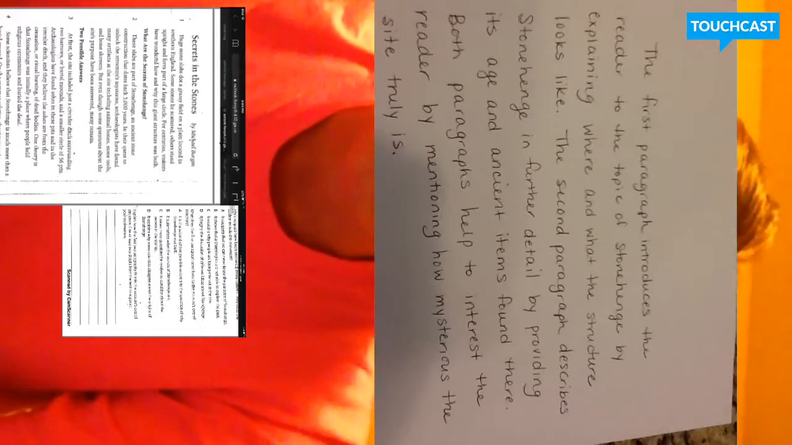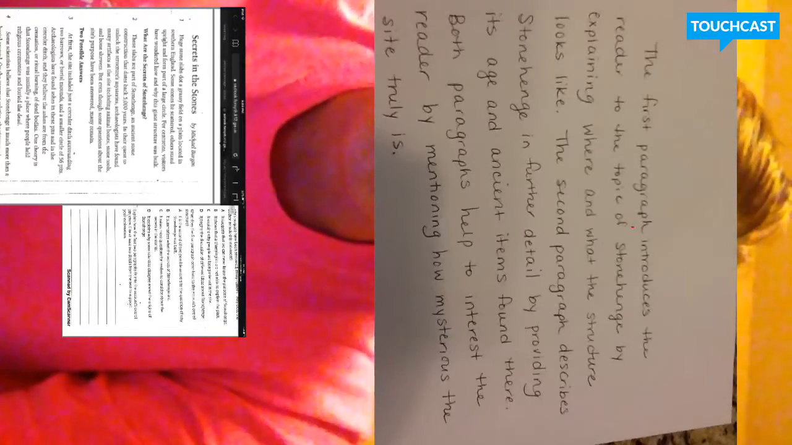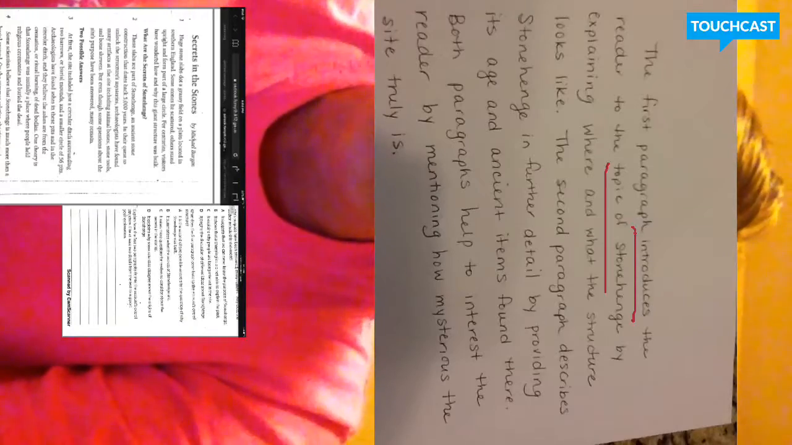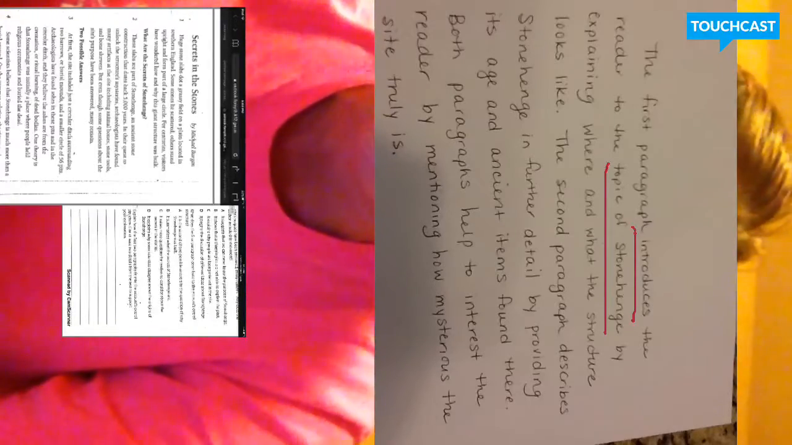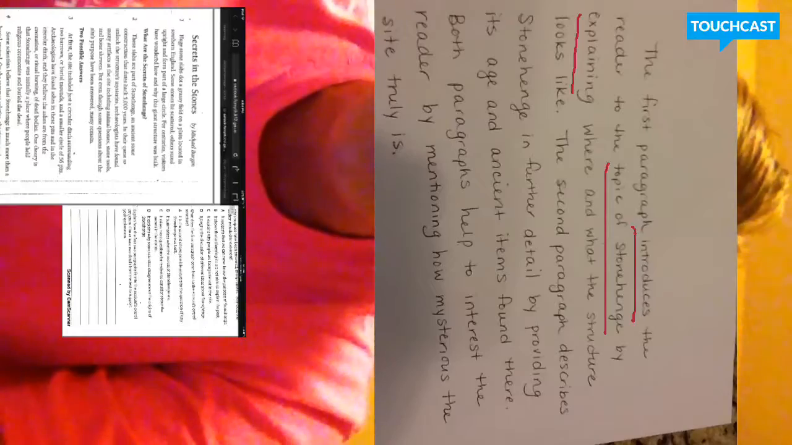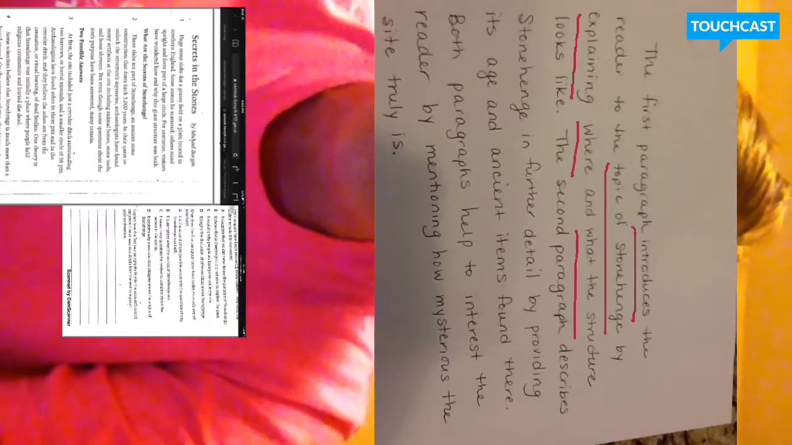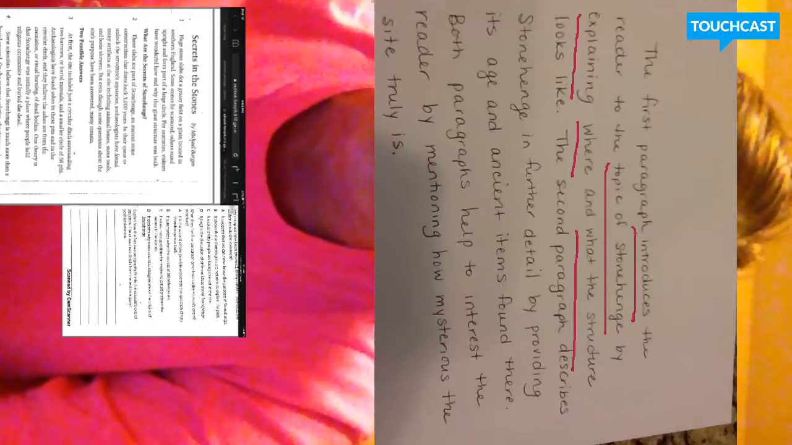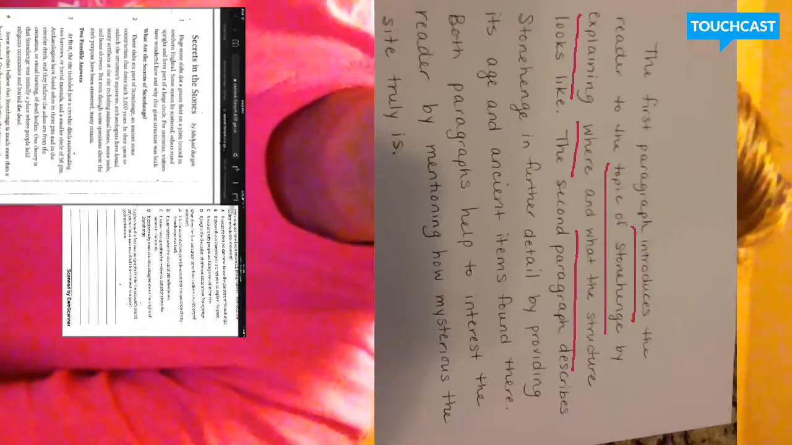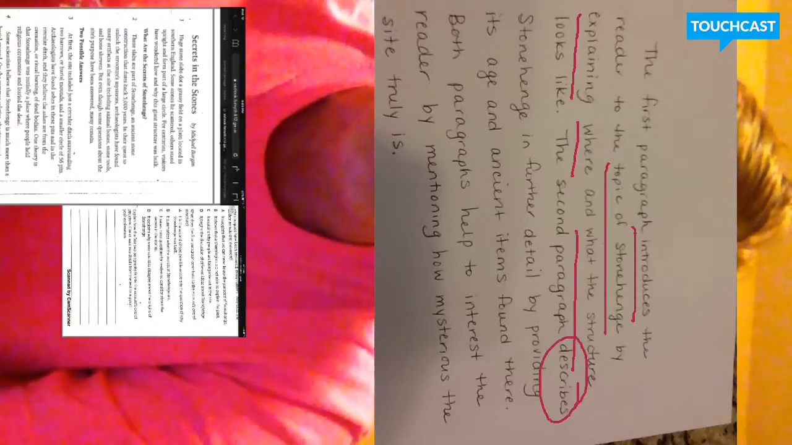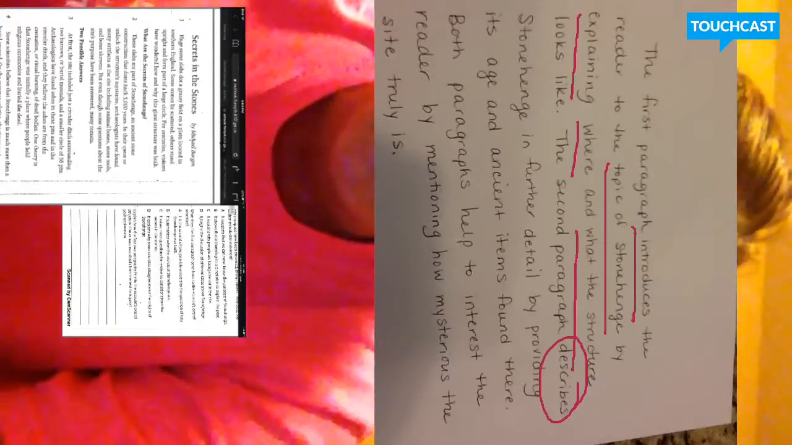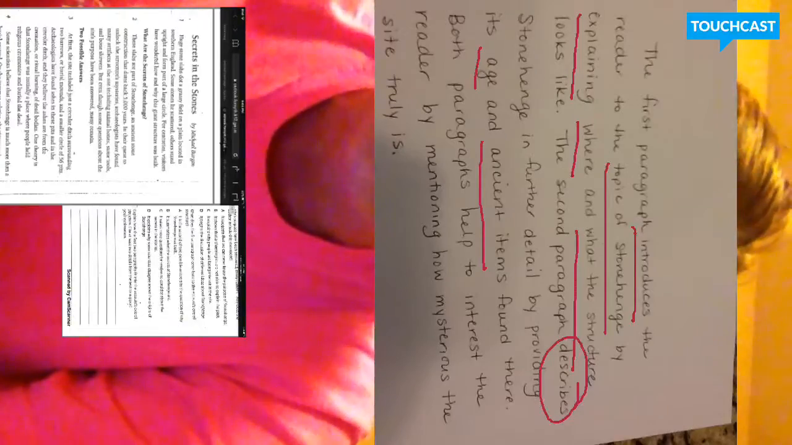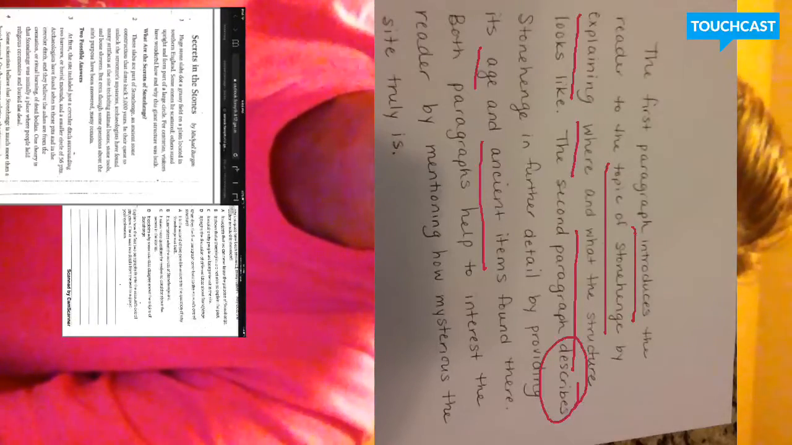What I've done there when I look at that is, first of all, I've used key buzzwords. Introduces the reader. Topic of Stonehenge. I'm making it specific to the passage. Explanation. Where and what the structure looks like. So I'm making sure I'm being specific to the passage. Then the second paragraph, notice I'm using a text structure word. Describe Stonehenge. And then I'm giving exact details that are paraphrased. Age and ancient items found there.